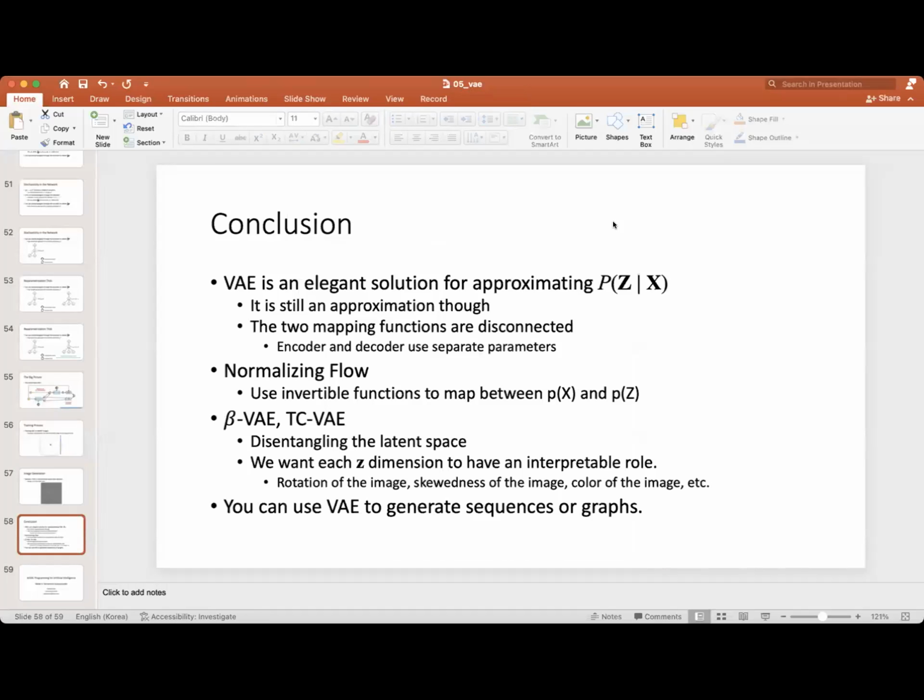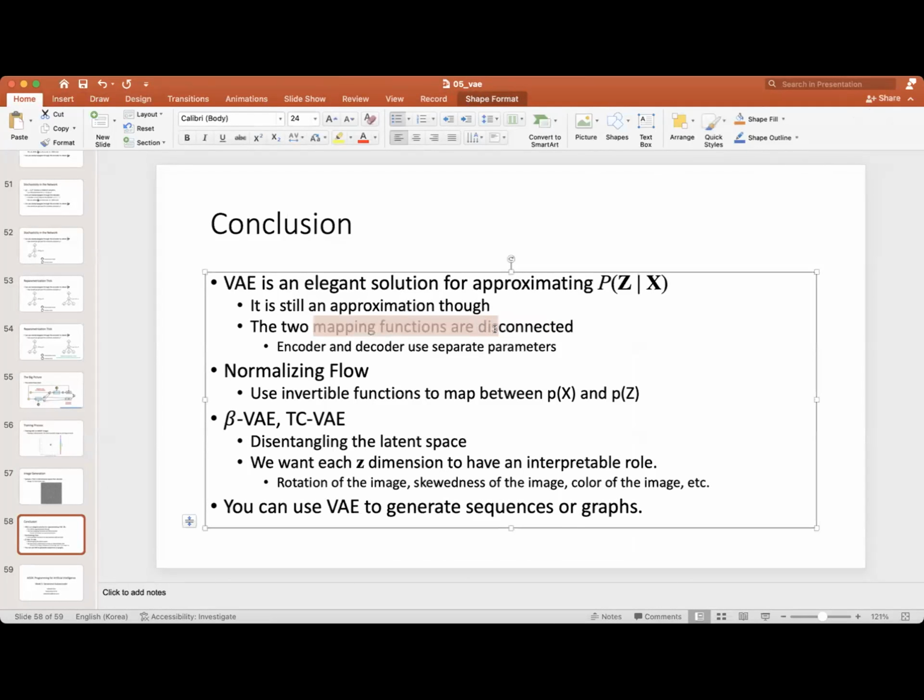So the final conclusion: the VAE is an elegant solution for approximating the posterior distribution, and it is still an approximation. So it's not like you're estimating p(z|x). It's not the true p(z|x), right? So this is again like variational inference. And the two mapping functions are disconnected. So there's a certain caveat.